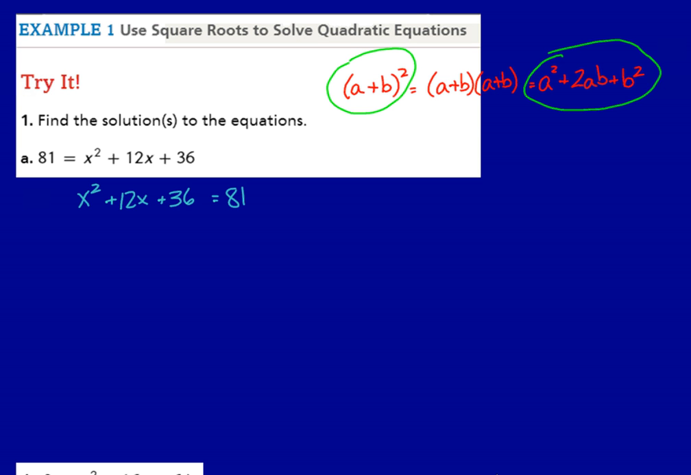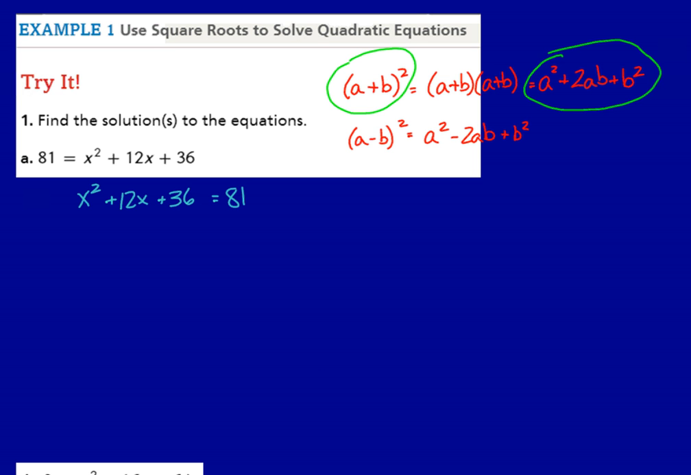Or you can look at it like this. There's a minus side of it too. A minus b squared is a squared minus 2ab plus b squared. We need to memorize this because we're going to try to get things into this form, the right-hand form, and then just rewrite them as this left-hand side.